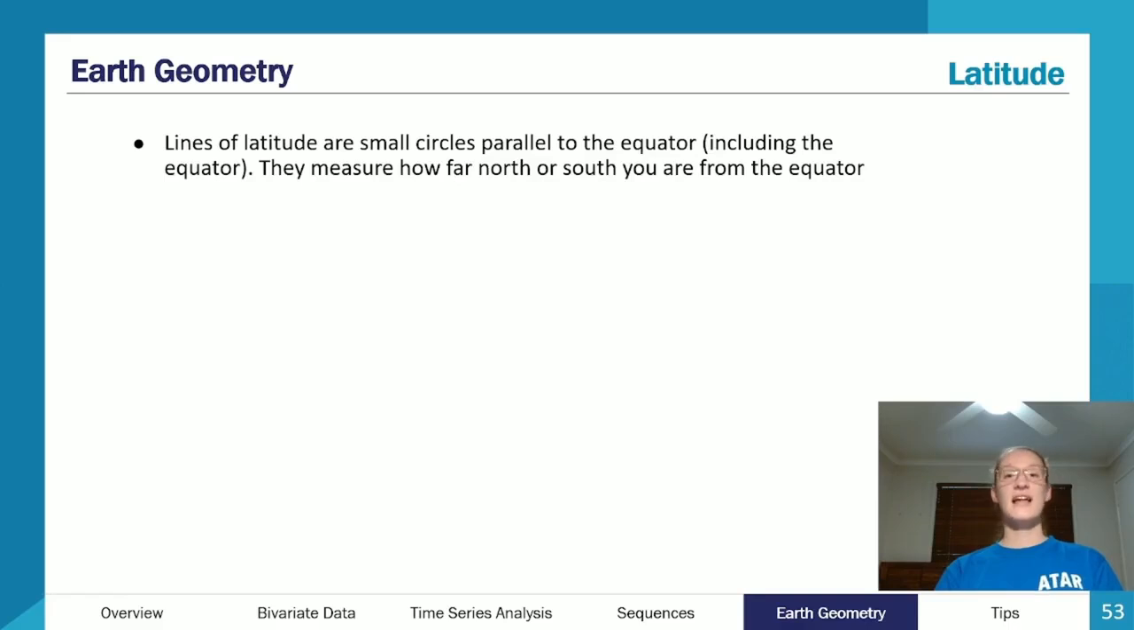So let's move into latitude. We've got our latitude and our longitude, and what they are is coordinates. Latitude is a coordinate for how far north or south you are from the equator, and longitude is how far east or west you are.